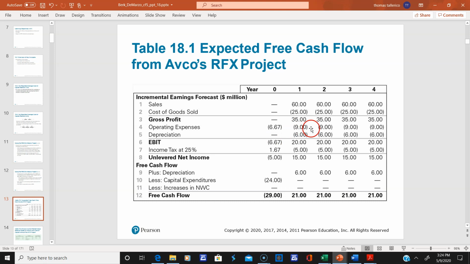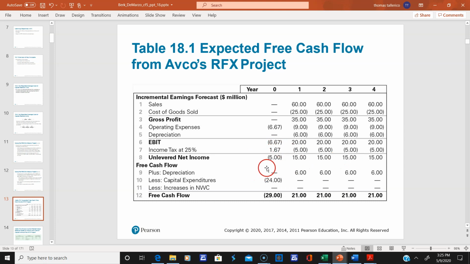And here's the depreciation. Again, all this has been given. So we determine the earnings before interest and taxes. Here are the income taxes at 25%. Again, this is unlevered because there's no interest on debt.